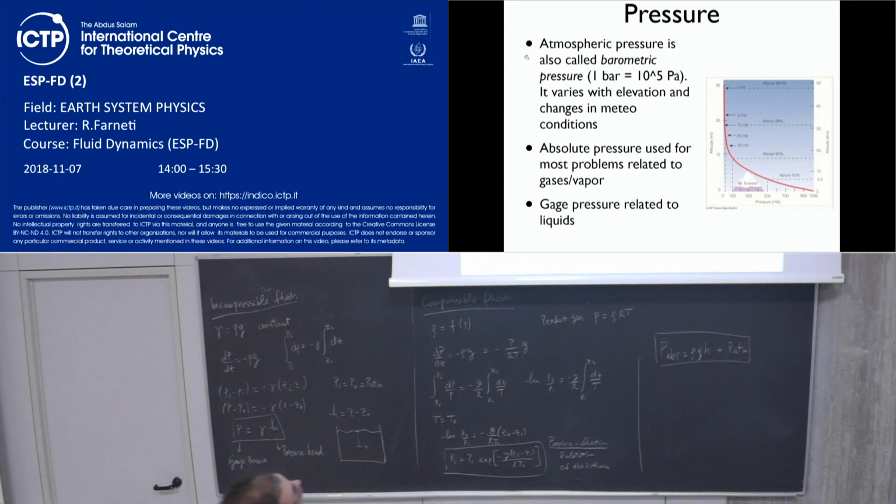Okay, so atmospheric pressure is usually called barometric pressure. It's what you measure in reference to the atmosphere. Sorry, the atmospheric pressure is called the barometric pressure, and the unit is 10 to the 5 Pascal, or 1 bar. Absolute pressure is really not that much used, especially in geophysical fluids. That's a typical variation of pressure in the atmosphere.